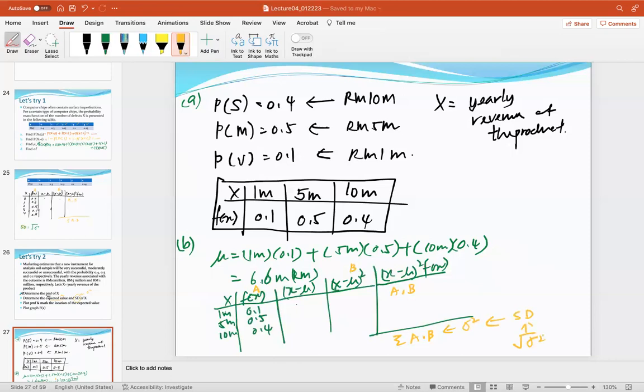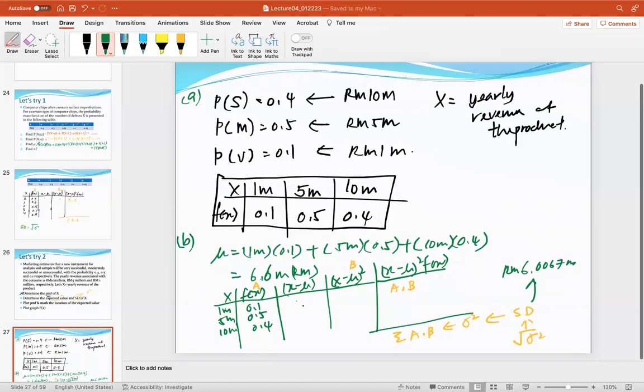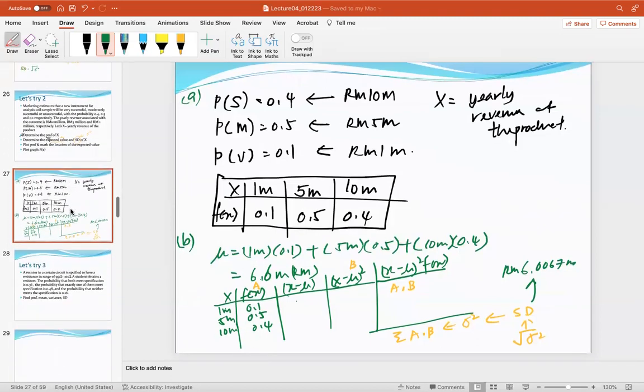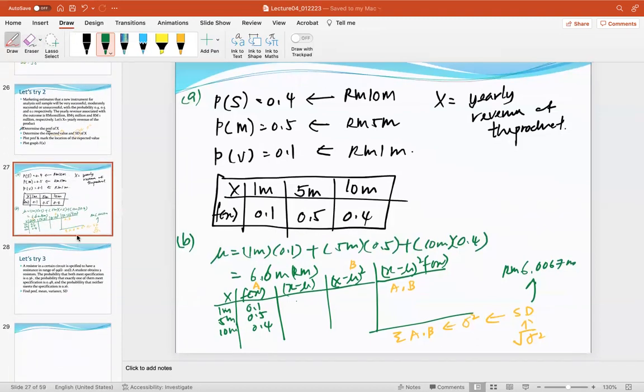That's it. So your answer should be, correct me if I'm wrong, I think 6.0067. Check it out, just in case I did something wrong on this part. Okay, number C.